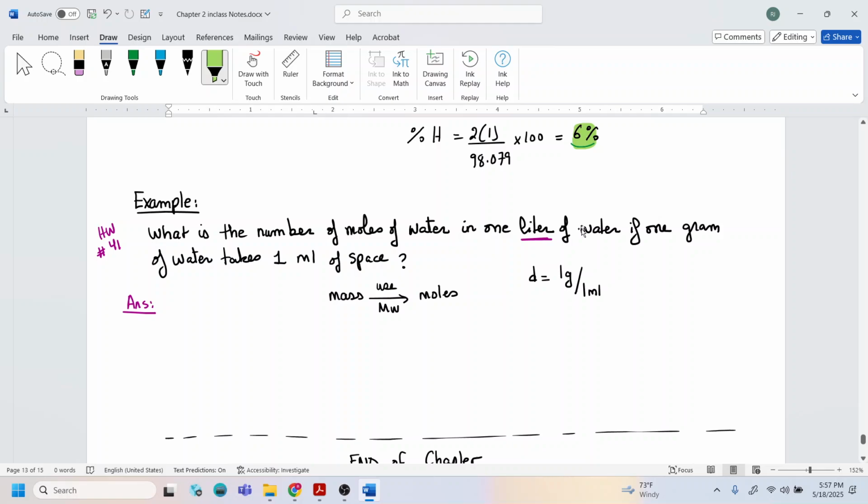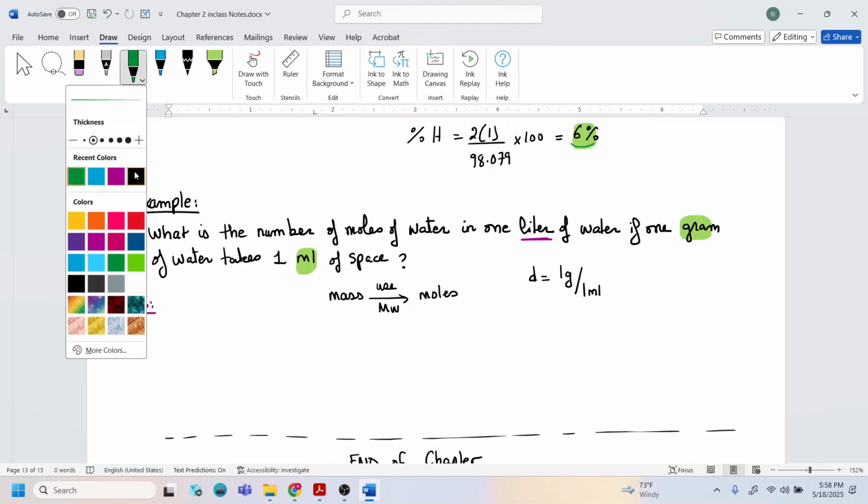So from the liter of water, I can get the density, because in 1 liter of water, 1 gram of water takes 1 ml. So I'm given the gram per mil. This is what I'm given. And the gram per mil is the mass over the volume. If you divide the mass by the volume, you get the density. So you're given the density of the water, which is grams per mil, and I need the number of moles. So this is going to be my given. I'm starting with 1 gram of water per 1 mil.